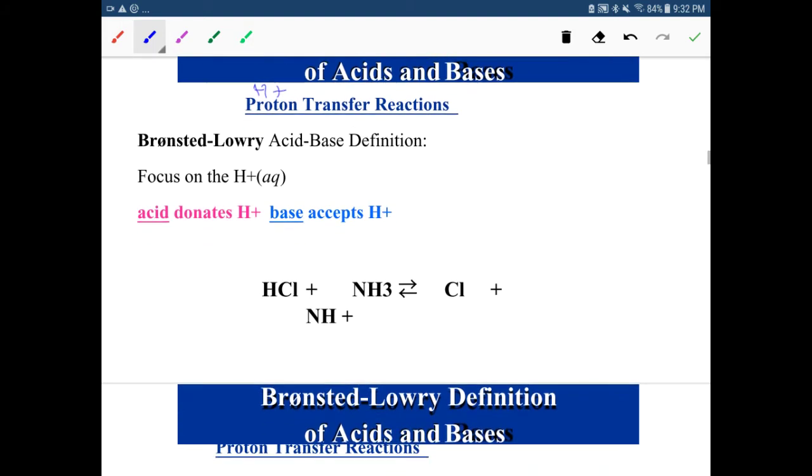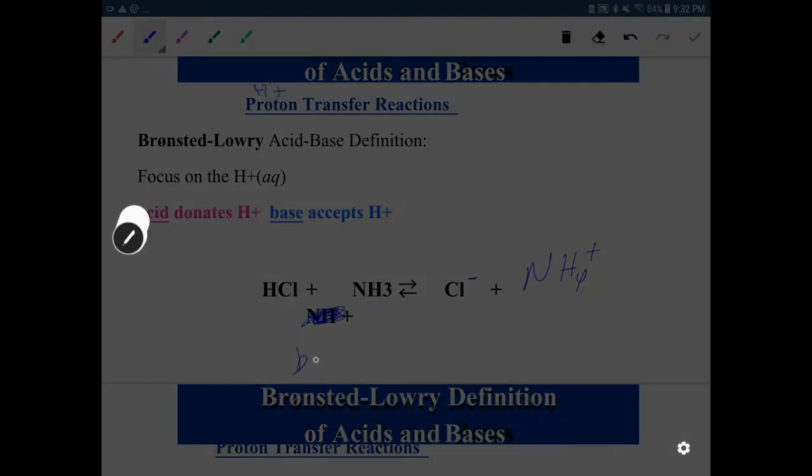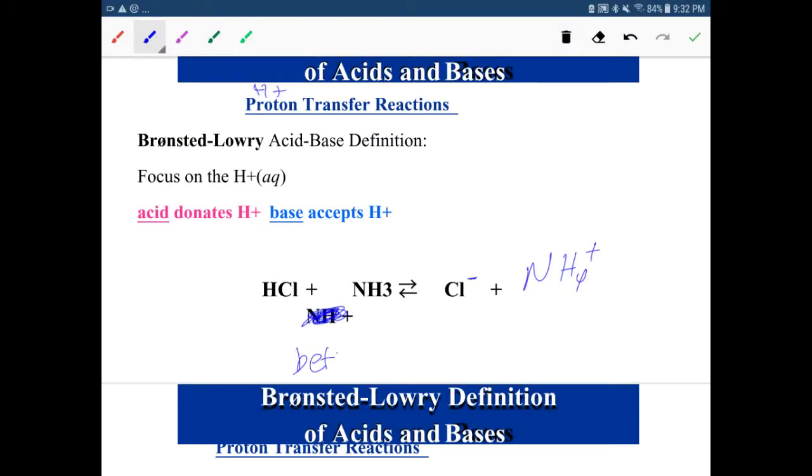Right. So now let's look at another example. You have HCl plus NH3 producing Cl minus and NH4 plus. So HCl reacting with NH3 to produce Cl minus and NH4 plus. In the same way, we're going to look at the before to identify which one is the acid, and we're going to look at the after to give us a clue which one gained the H plus, which one lost the H plus.